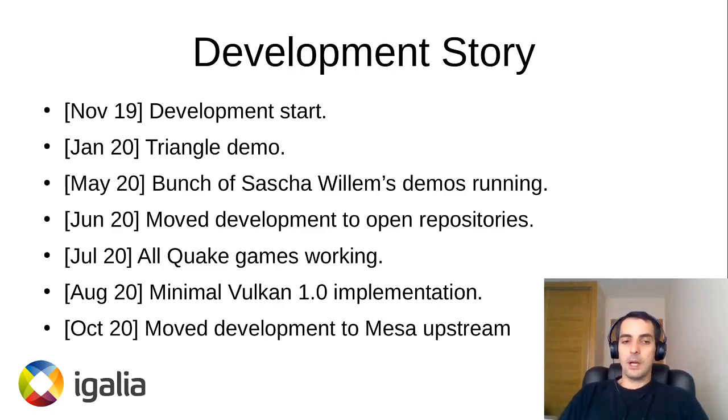And around August, we got all the features needed for Vulkan 1.0. Since then, we were mostly focused on getting all the CTS, all the tests needed to get conformance. And around October, so this month, we moved the development of Mesa upstream. So right now, it's not on a fork, but part of the upstream project.